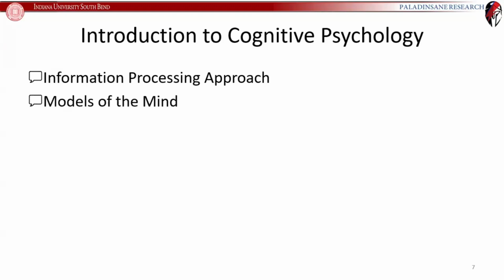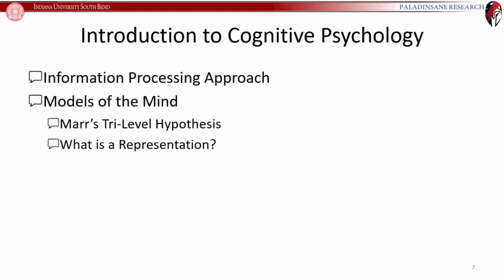And then we're going to talk about models of the mind, what models are useful for, why do we use models of the human mind. We're going to spend a lot of time today on Marr's tri-level hypothesis, which is going to give us a way to know whether or not we understand the human mind and what steps we need to take in order to understand that. And that's going to lead us into the idea of what is a representation, which is also a very, very important basic idea that we're going to be dealing with.